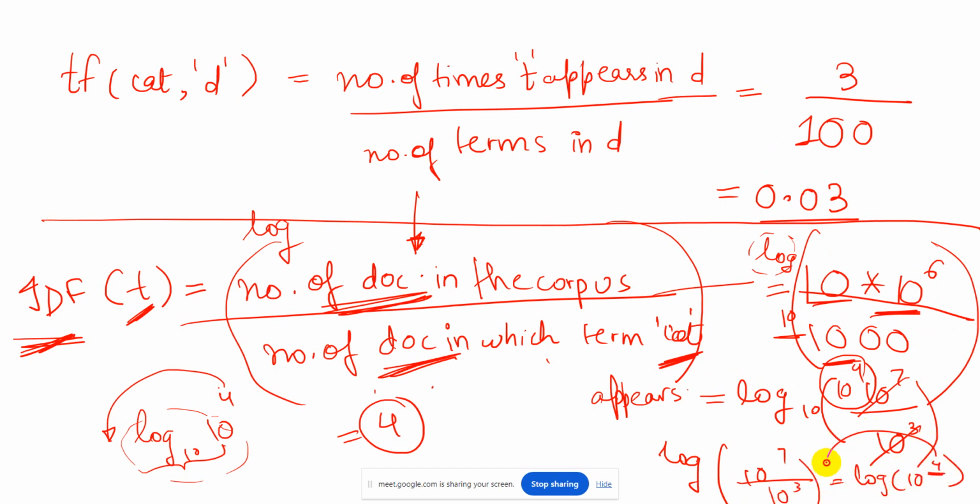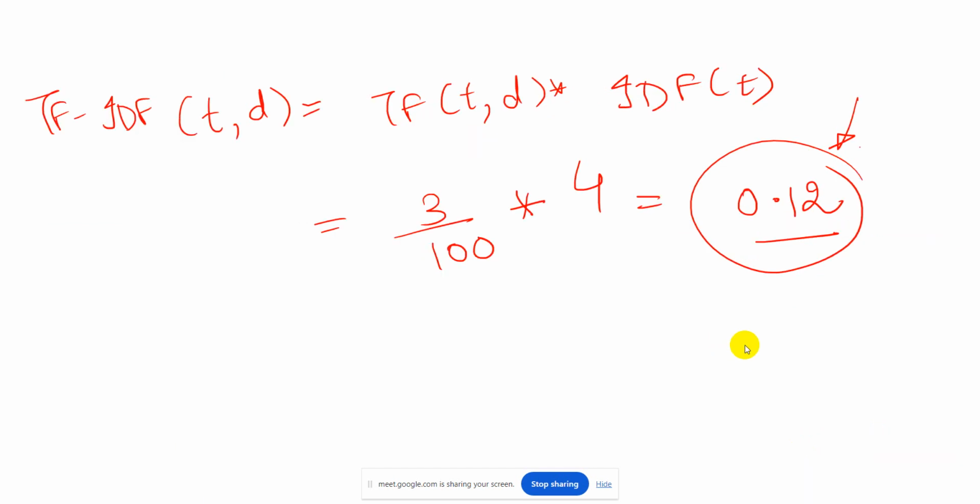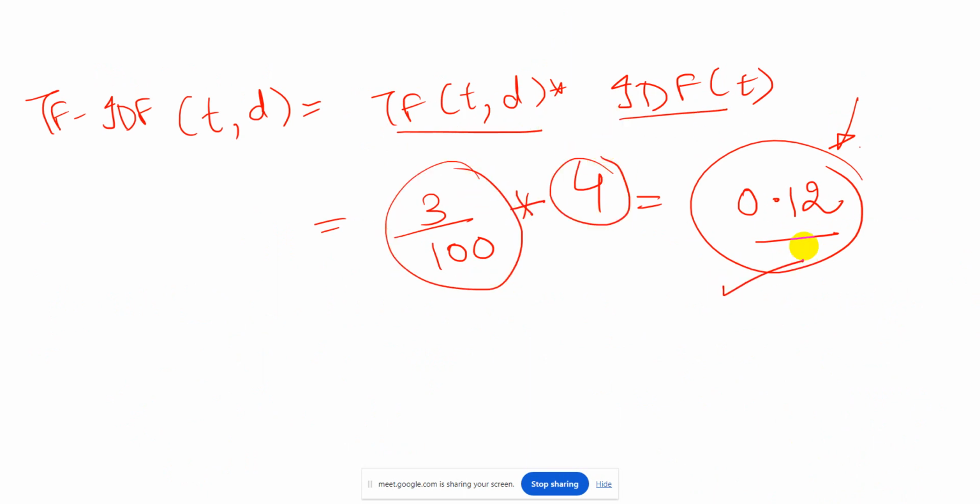And in case of log, whatever is there in the power comes to the front. So this term comes out as 4 log 10 base 10. Log 10 base 10 is 1. So this IDF comes out as 4, and the total term is the multiplication of these two. So 3 by 100 into 4, 0.12.